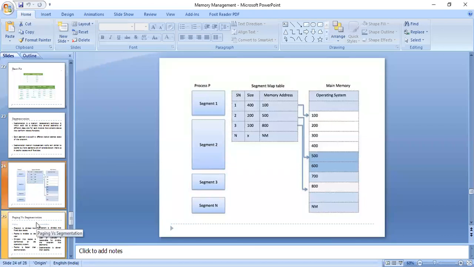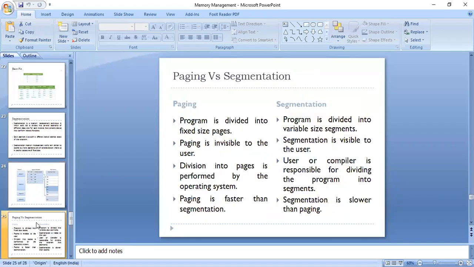Let's quickly have a look at the various differences between paging and segmentation. As I have mentioned, we prefer to form the pages of fixed size, but under segmentation, segments can be of variable size. So in paging, the program is divided into fixed size pages. But when we are talking about segmentation, the program is divided into variable size segments.